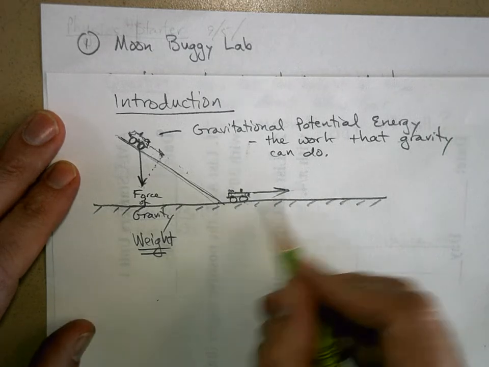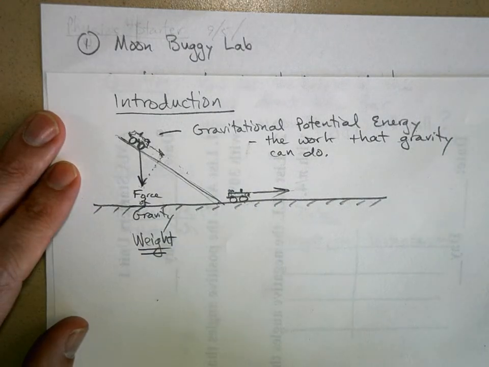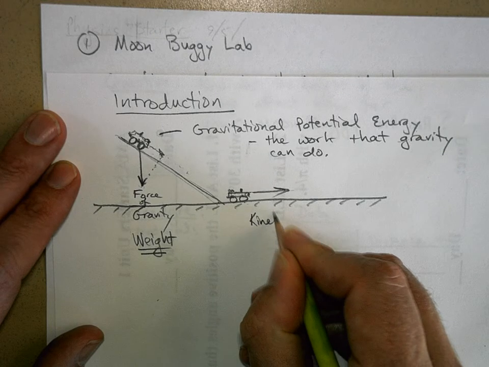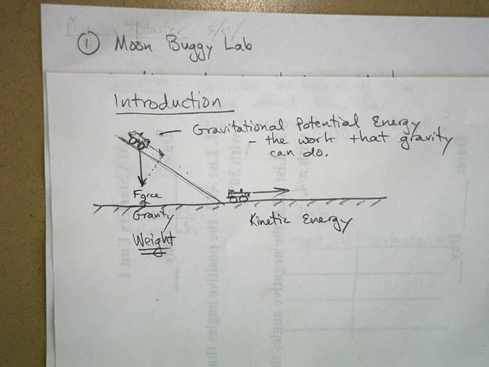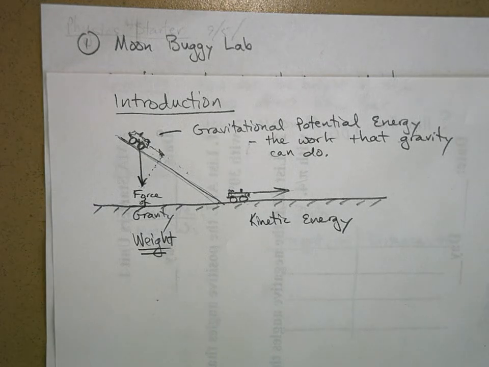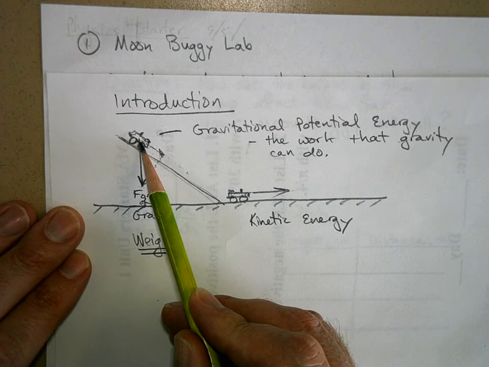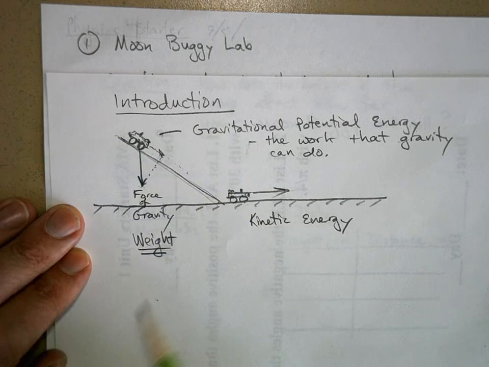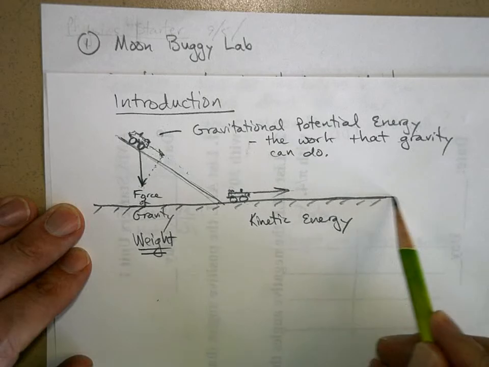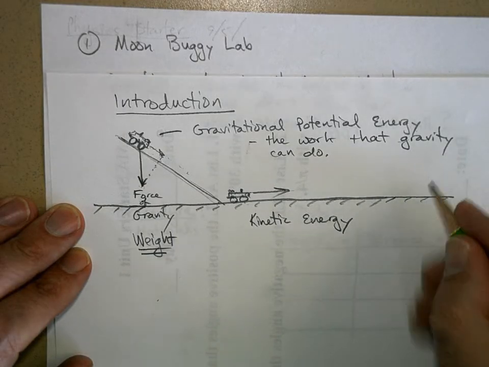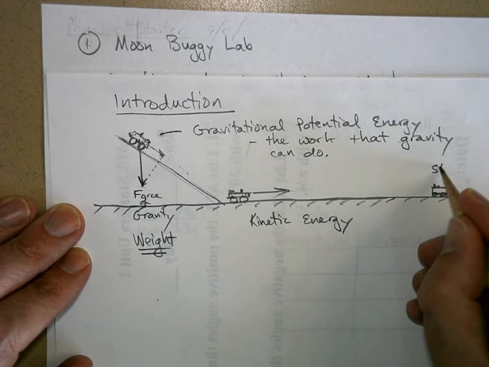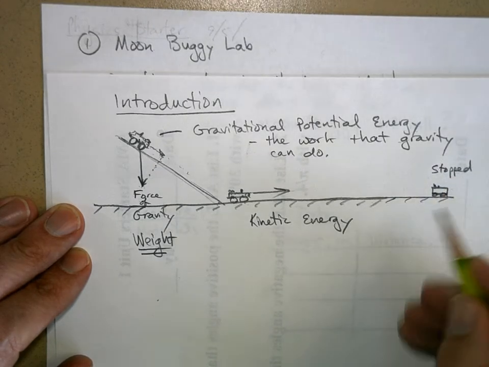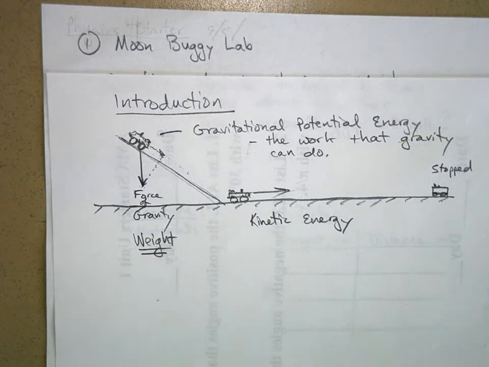So what kind of energy does it have because it's moving? We call that kinetic energy. So we're going to have a conversion from gravitational potential energy to kinetic energy. Now, what happens to your car eventually? It's going to stop, right? It's going to stop. So here it's stopped, which means it doesn't have any energy left.